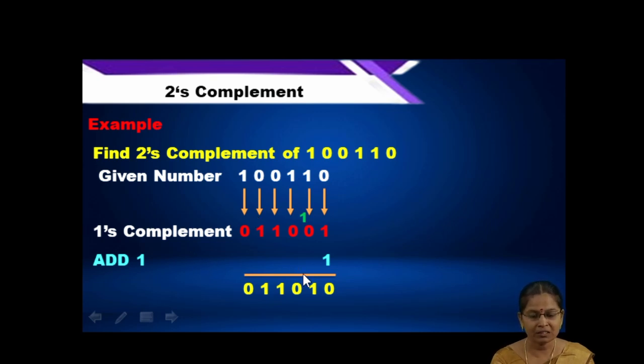We get the answer starting from the right position. 1 plus 1 is 1 0. Carry is carried to the previous bit. So that 1 is added to the previous bit. So 1 plus 0 equals 1. The remaining bits are the same. So we get the 2's complement value as 0 1 1 0 1 0.